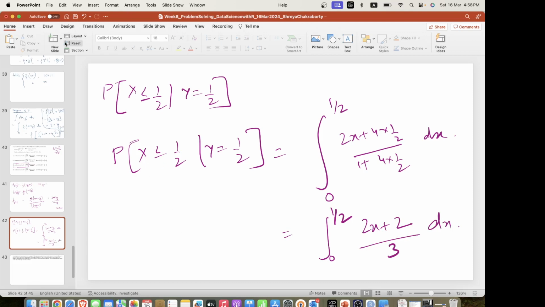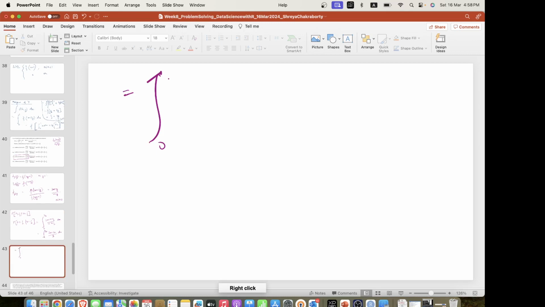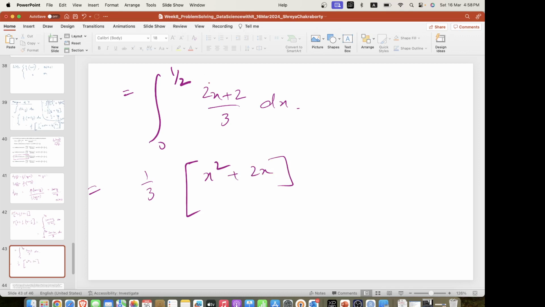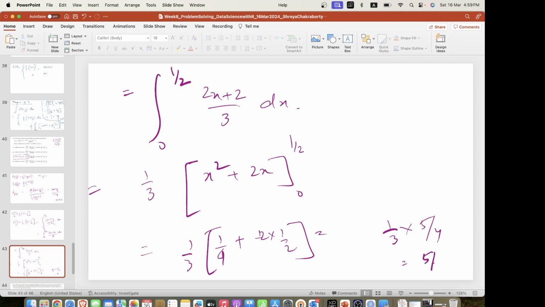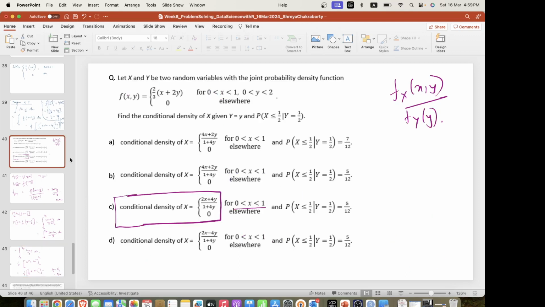So that would be 0 to half, here we have (2x plus 2) by 3 dx. So this would be 1/3 [x squared plus 2x] from 0 to half, right? This will be 1/3 (1/4 plus 2 into half, that is 1). So this will be 1/3 into 5/4, and that would be 5/12, and that is the answer.